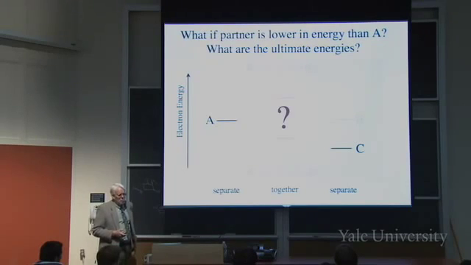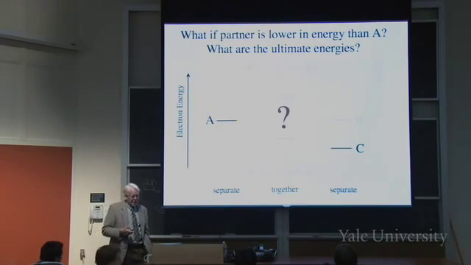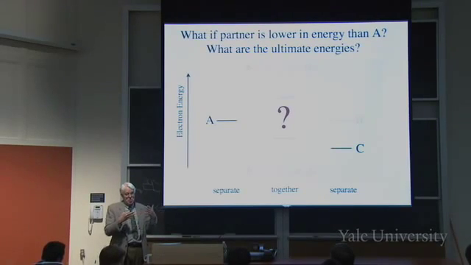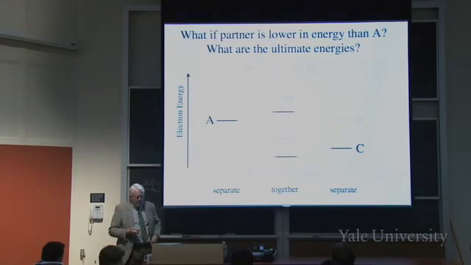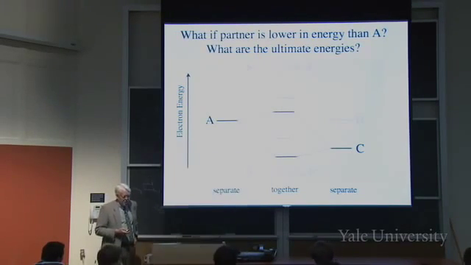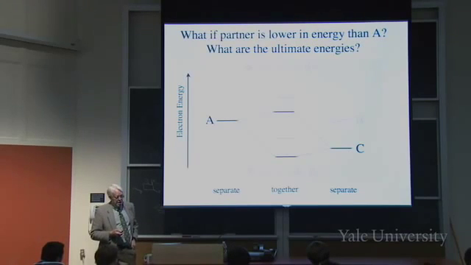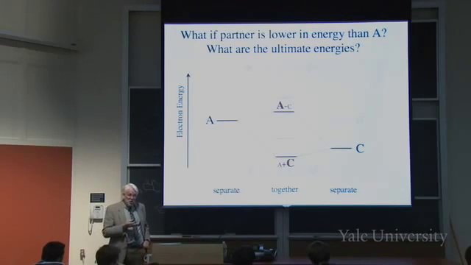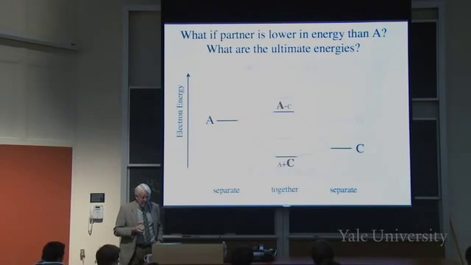Now, what if the one partner is lower in energy than A? That's the case we're dealing with. But what will these ultimate energies be when you have this competition between overlap, which is trying to mix them, and energy mismatch, which is trying to keep them separate from one another? So here's what you get. You get, again, splitting, but not as much shift as you got before. The lower level will look mostly like C because C is better than A. The antibonding will look mostly like A with just a little bit of C in it.